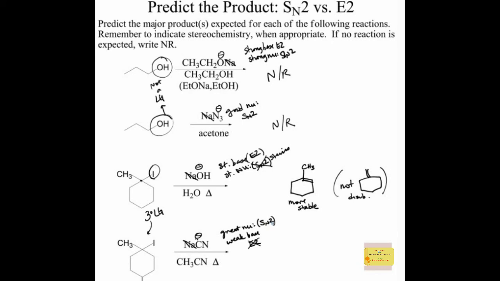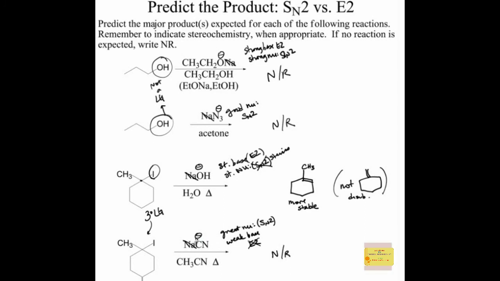So let's take a look at our SN2, our backside attack. Does it look like a good SN2? Tertiary leaving group? No way. So guess what? We have a great nucleophile, but our carbon bearing the leaving group is too hindered. And it's not a strong base, so it can't do an E2 elimination. So this is another example where no reaction is going to happen.